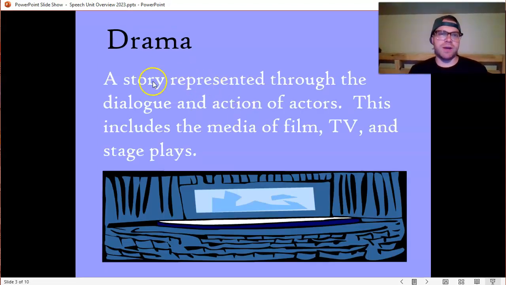So first of all, what is drama? Drama is actually just a type of story. It's a story represented through the dialogue and action of actors, specifically. This would include the media of film, TV, and stage plays. So dramas are meant to be viewed, actually. They're meant to be performed, not simply meant to be read. That does make them a little bit different from other stories.